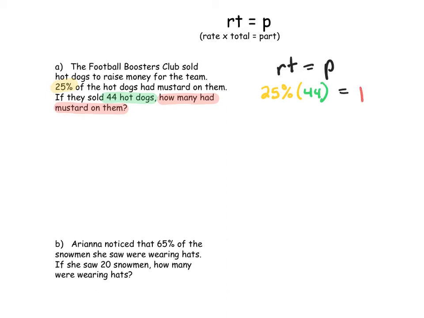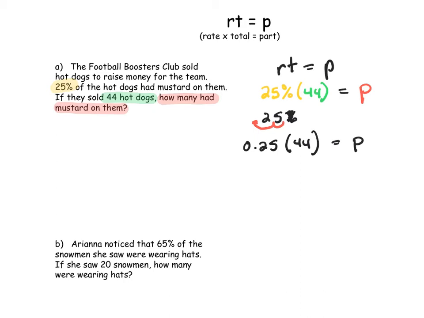Well, we don't know the part. That's the part that we don't know. Now, if you recall, we said that we needed to change the percent into a decimal. So we are going to take this 25%. If you recall from the front, we get rid of the percent symbol, and we're going to scoop the decimal back 2 places. So what we're now working with is 25 hundredths times 44, and that's going to give us the part that we're looking for.